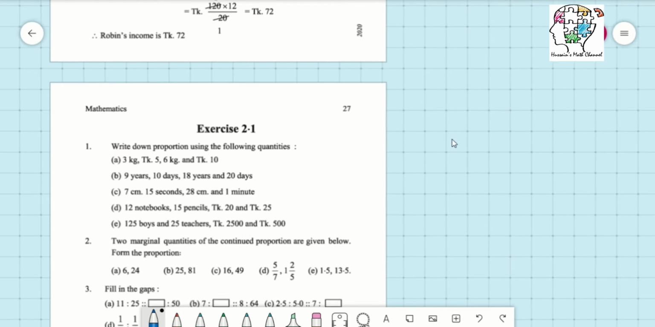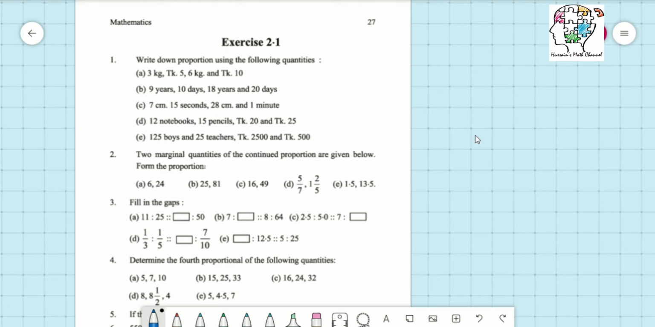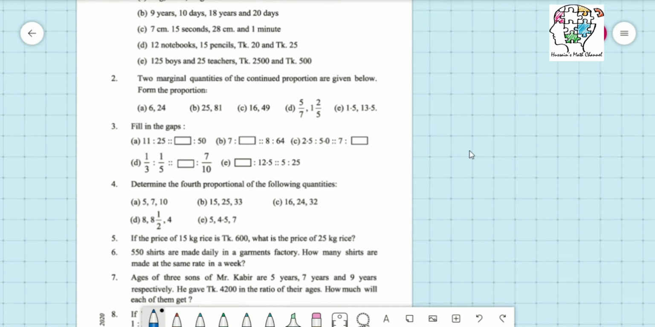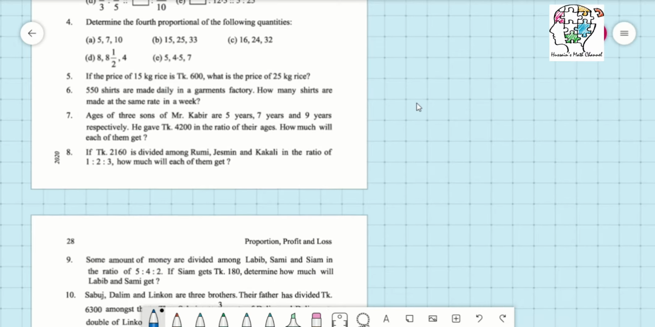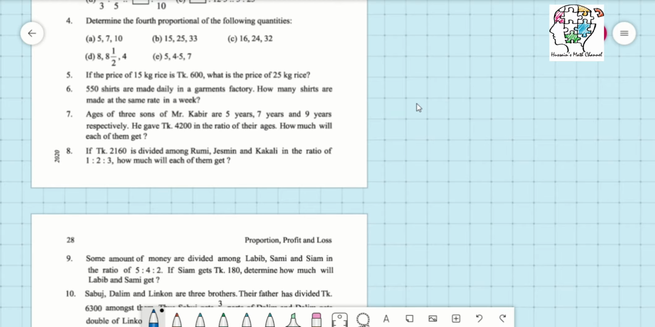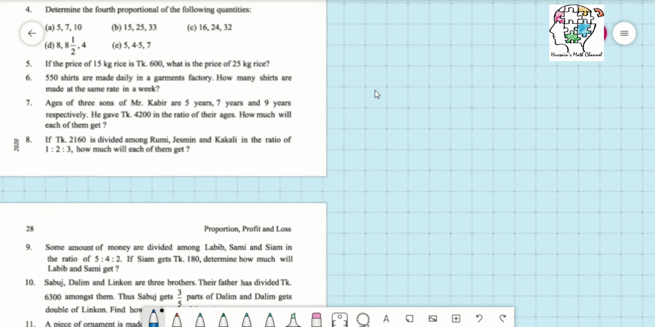Alright, let's go to page number 27. In your previous class your homework was 1, 2, 3 and 4. I hope you have done this homework, and some of you have already sent this homework to me over social media. And now it's time to move on, starting from question number 5. At first we read the question from page number 27. Question number 5.